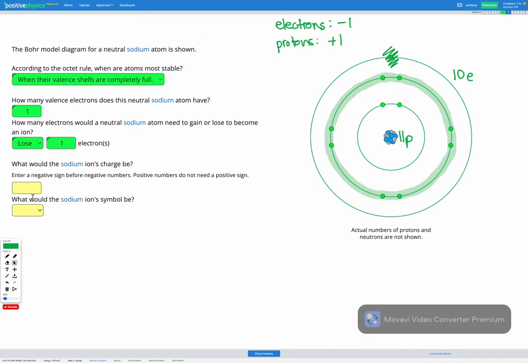So we can fill that in here. We don't need to type a positive sign because we know that the number 1 is +1, so we can just put 1 there. Okay, lastly, drawing the symbol for a sodium ion.